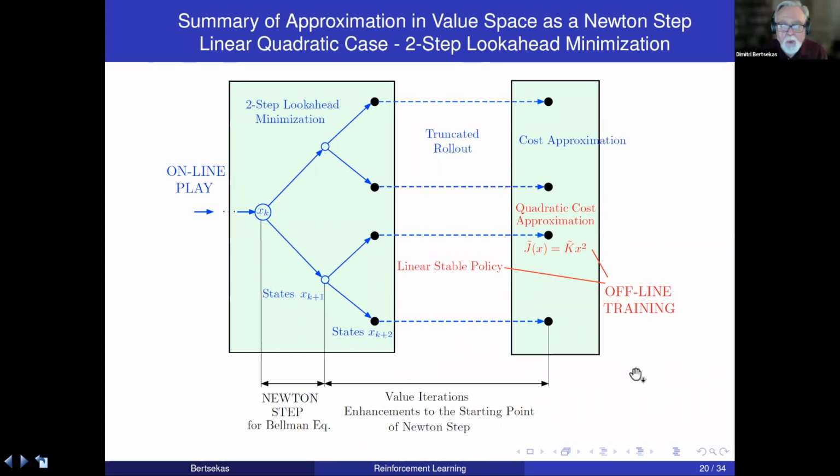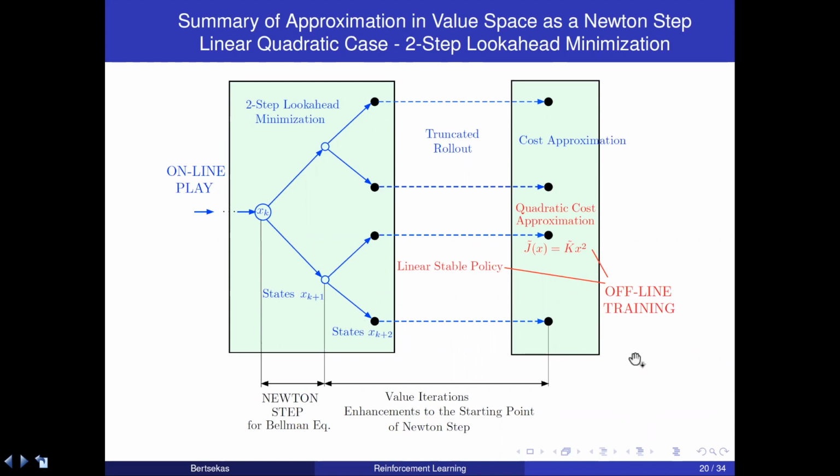In other words, I don't know what you mean by two states. I don't understand what you mean by the Newton step will give you two states. What do you mean? In this case, it's a two-step look ahead. Okay, so you're looking at the next stage and then the stage two steps after. Is that what you mean?